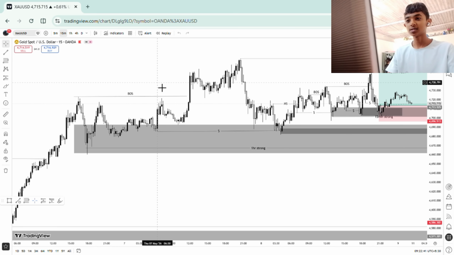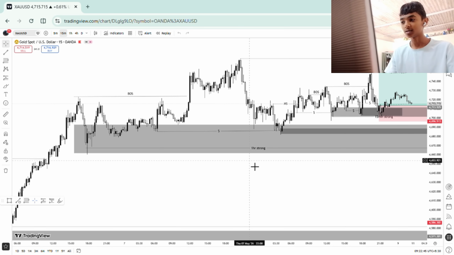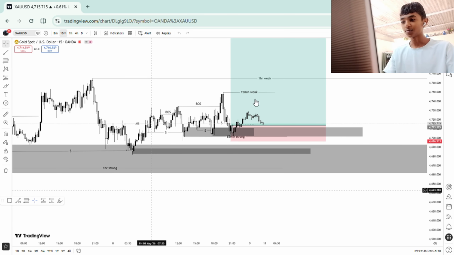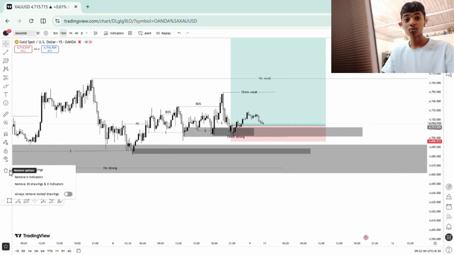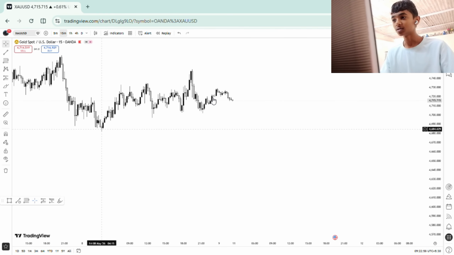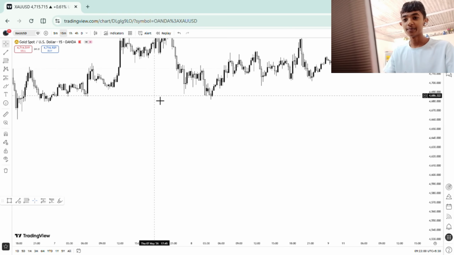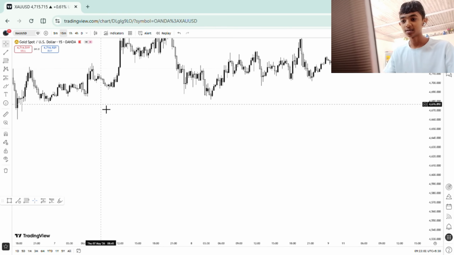So this is the chart. I have placed my trade here. I will discuss the logic afterwards, but first remove all the drawings. I removed all the drawings and now let's go deep into it. First we will go to the daily time frame and mark the trend.